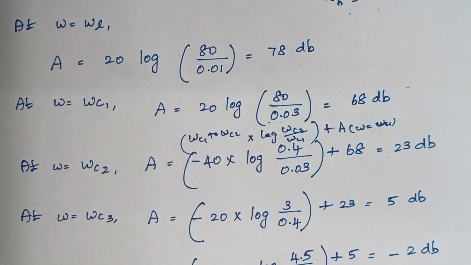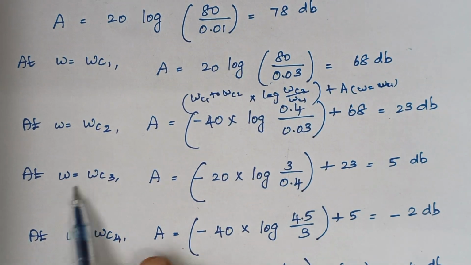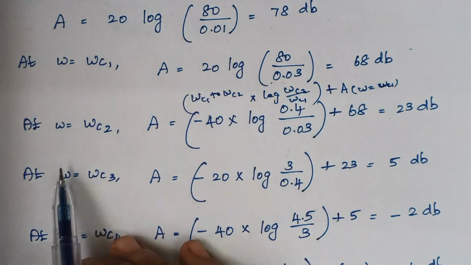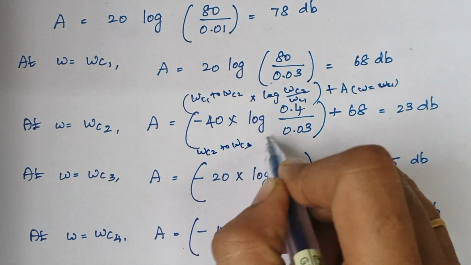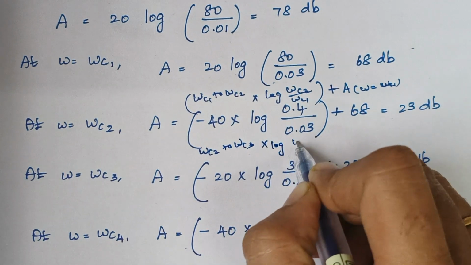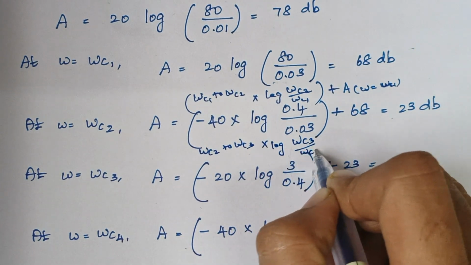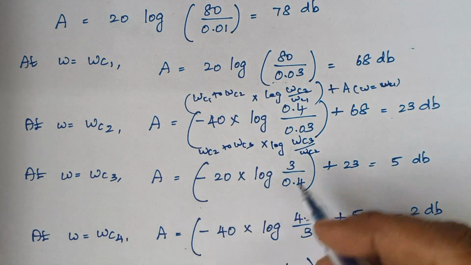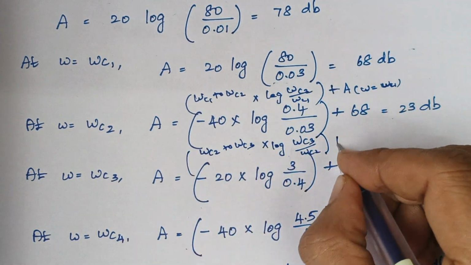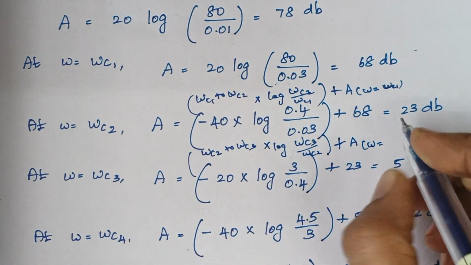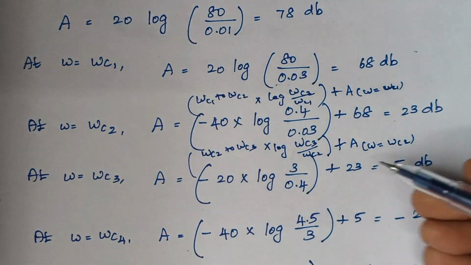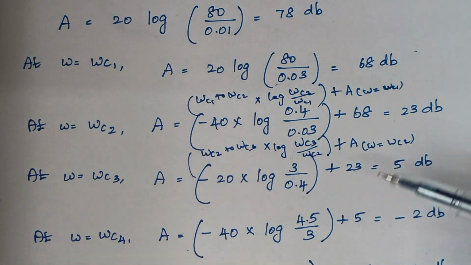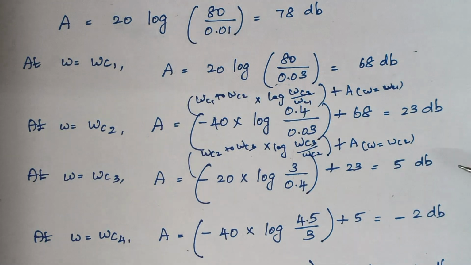Right, and again at omega equal to omega C3, the same thing. Here the change of slope should be from omega C2 to omega C3, and again into log of omega C3 by omega C2, right? And the step goes like this, plus the value of A when omega equal to omega C2, that is the previous value. So just substitute it over here and find out the magnitude, right?